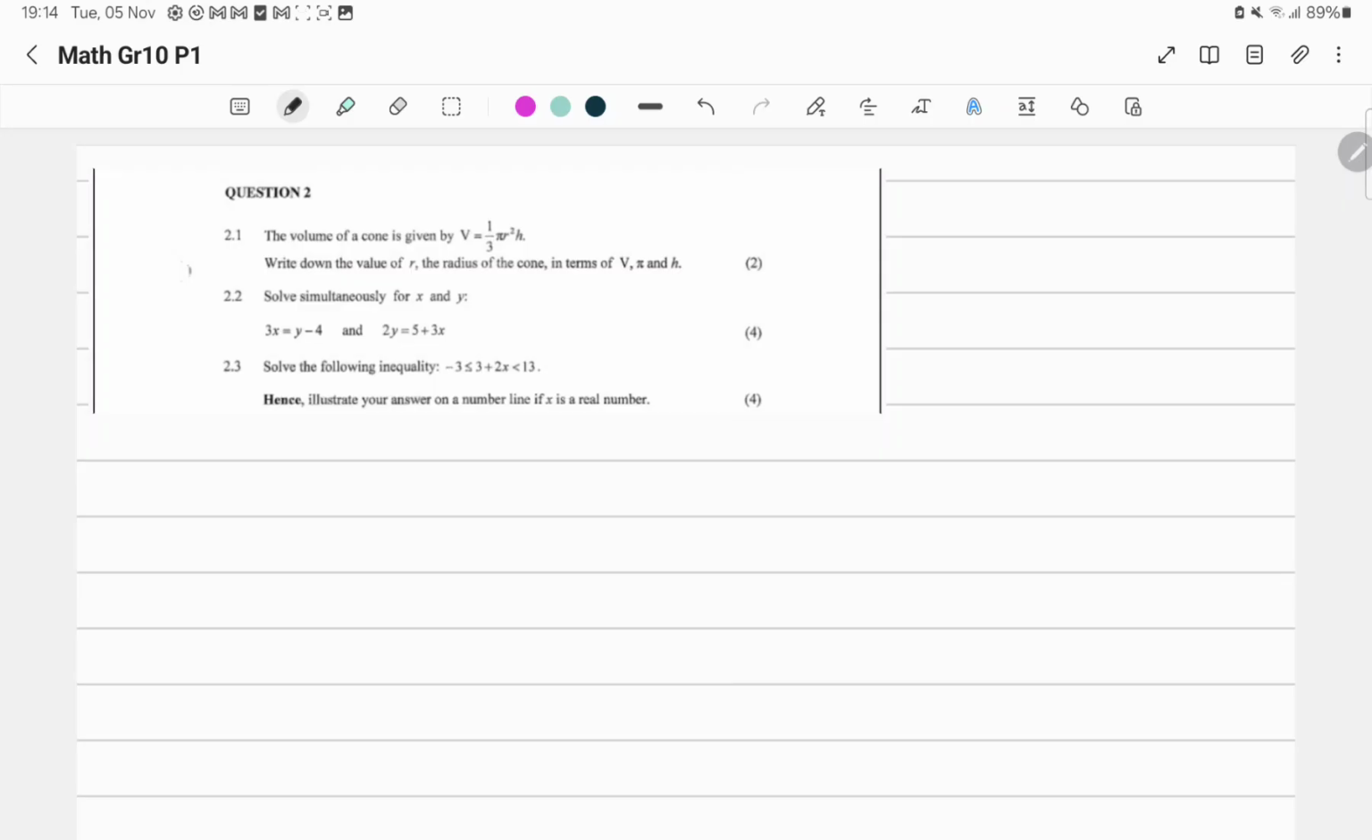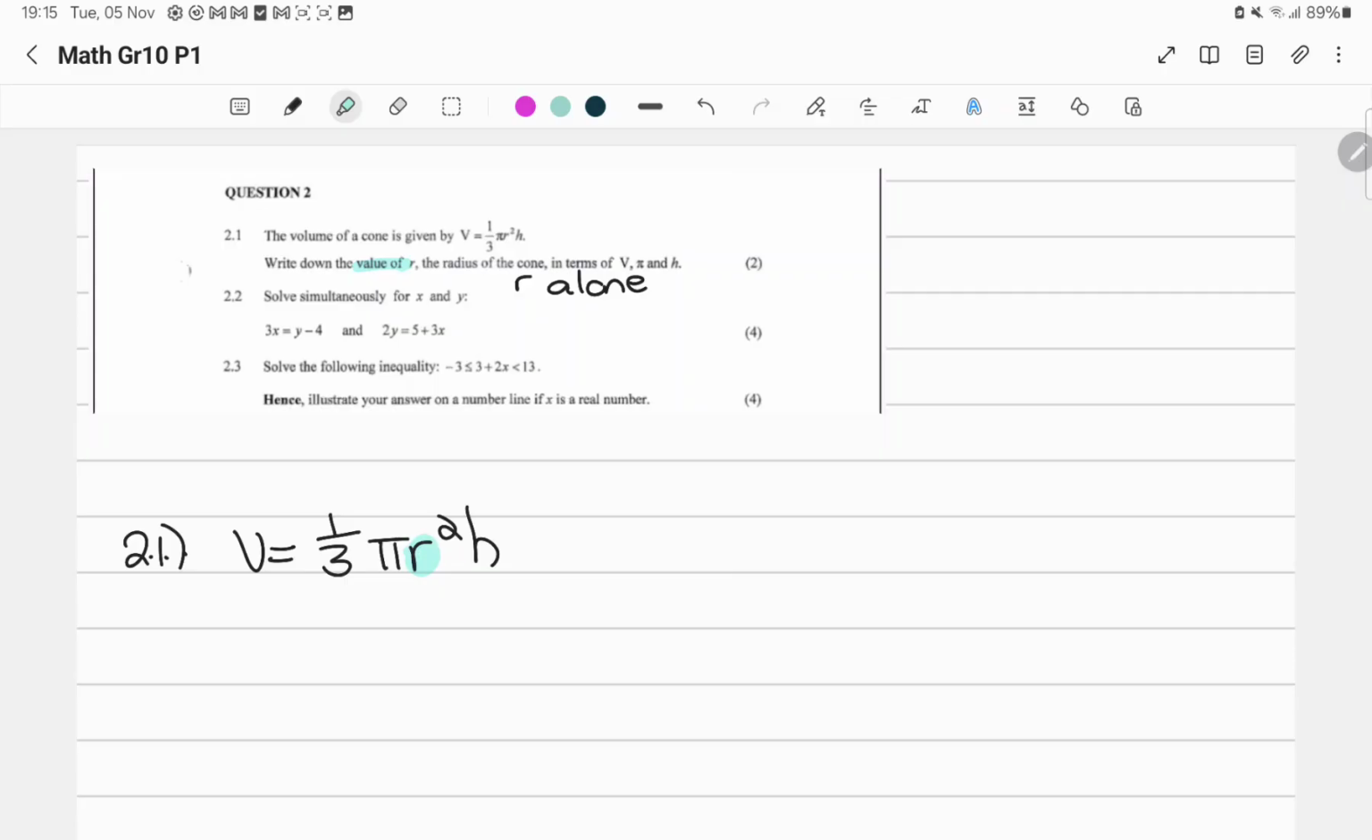So if you look at question 2.1, it says the volume of a cone is given by V is equal to 1 over 3 pi r squared h. Write down the value of r, the radius of a cone, in terms of V, pi, and h. So what they are doing is they're basically asking you to get r alone. So whatever else I need to take over. Okay, so if I write it down, I get V is equal to 1 over 3 pi r squared h. So everything that is not my r has to go over.